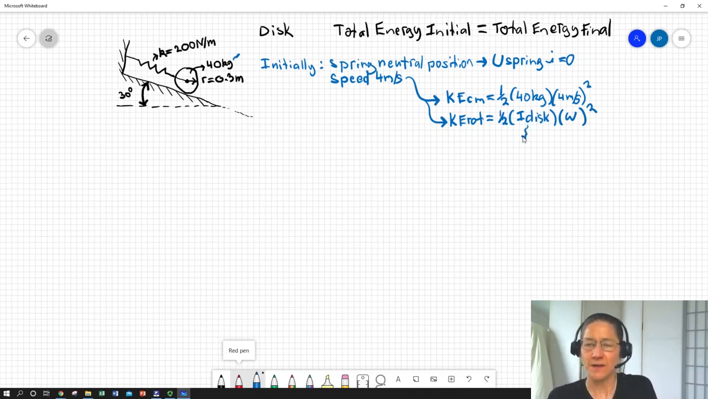So we can look up the moment of inertia of a disk in a handbook or in the back of our textbook, and we find that in this case it's for a 1.3 meter radius, we're going to end up with a moment of inertia in this case of 1.8 kilogram meter squared, and that is based on 1/2 times mass times r squared equals I disk.